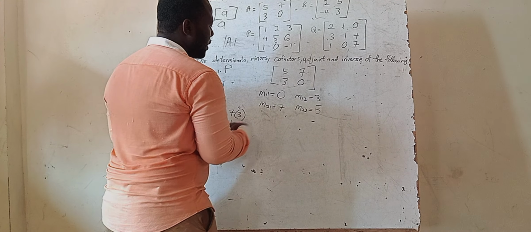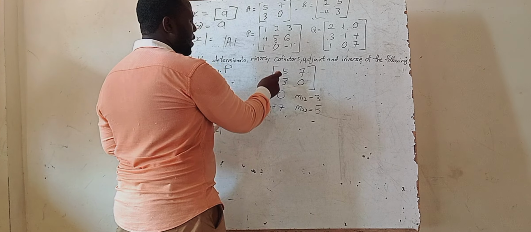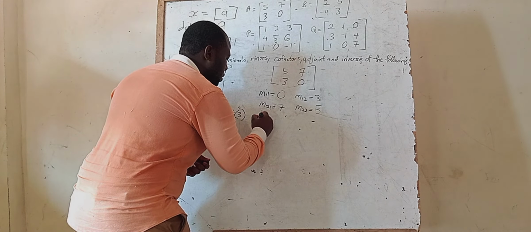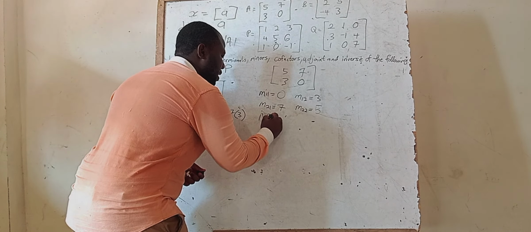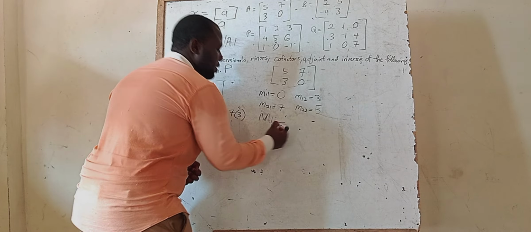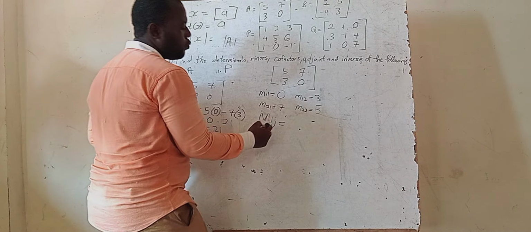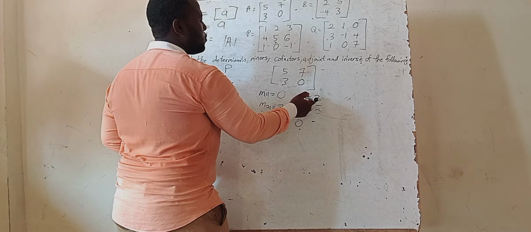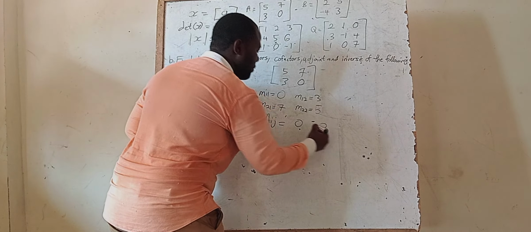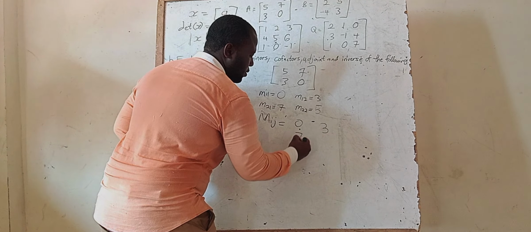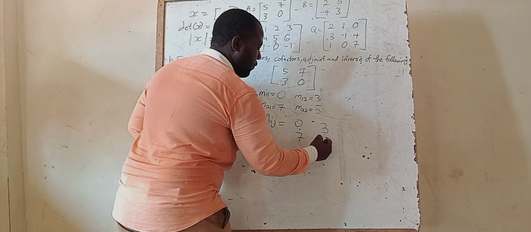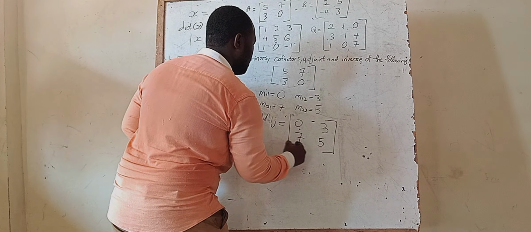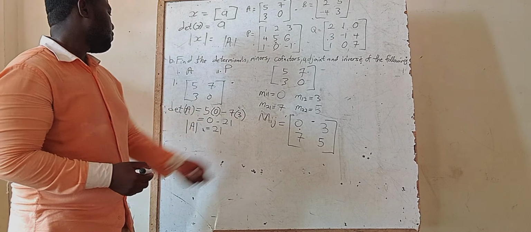So the place that we found M11, we replace it with this. So it will be in this way. The minor is written as this M_ij. So minor will be 0. This one is at M12. So it will come 3, 7, 5.